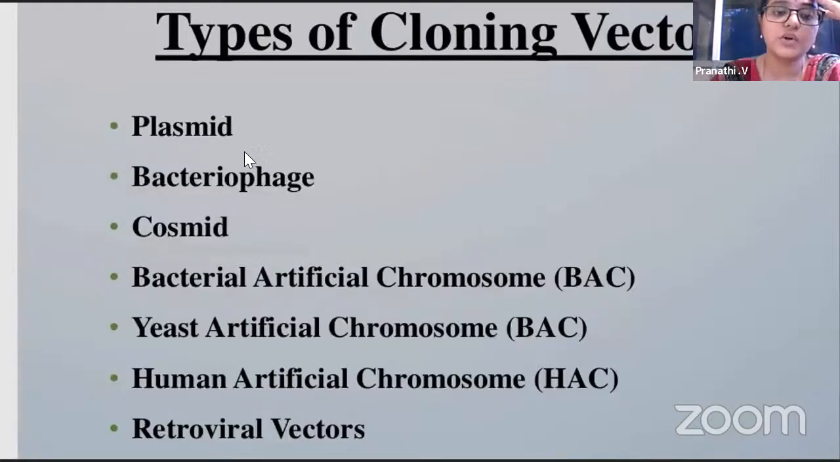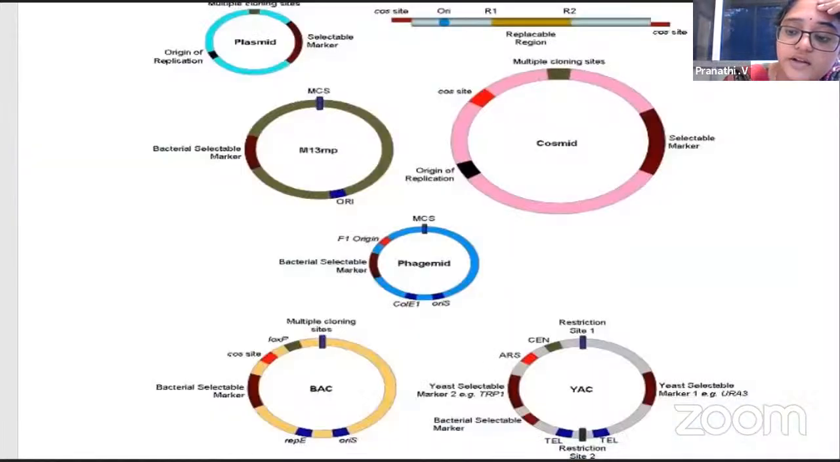Like I told you, plasmid, bacteriophage, cosmid, bacterial artificial, yeast artificial, human artificial, and retroviral vectors are there. We'll just quickly brief through this.